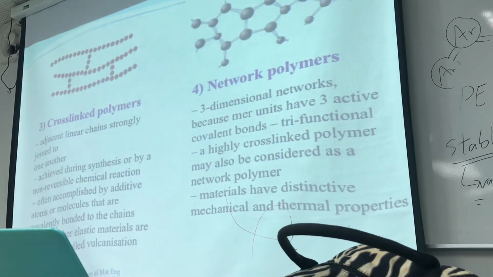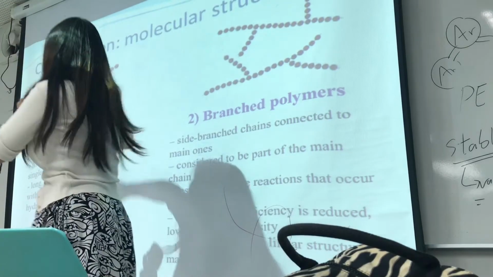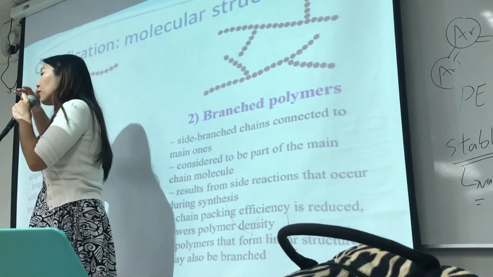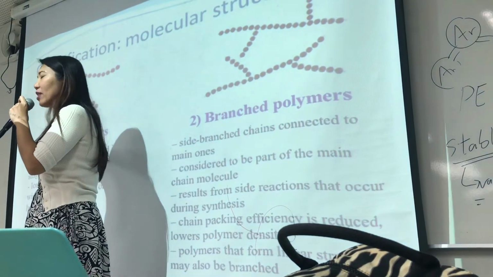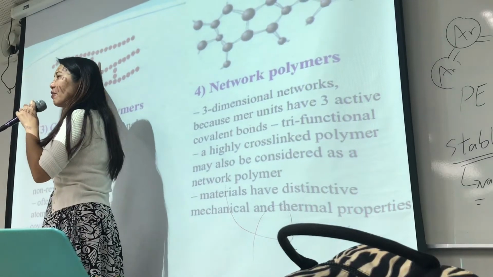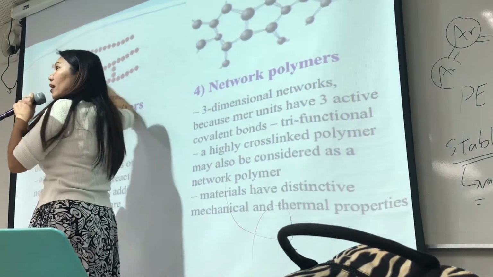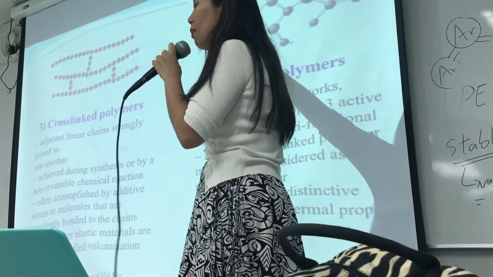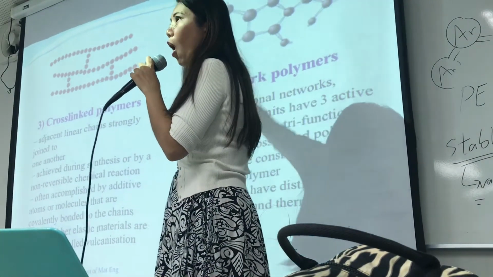So in this case, we have linear. We have branched and linear, which tends to have higher density. And then we have the crosslink like this. We see a lot in rubber. And here we have a network, which is covalently bonded. That means it's quite strong.